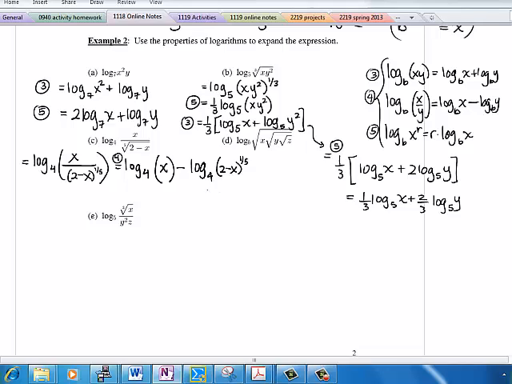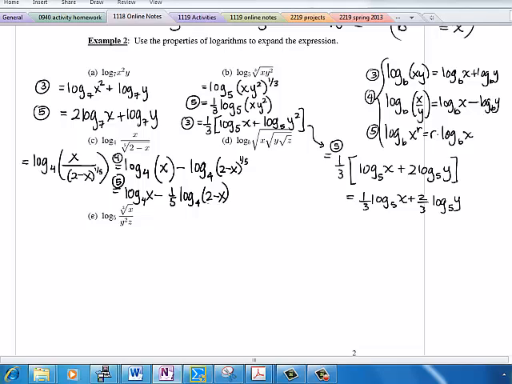And then we can use property 5 to move the exponent off of the second term here. So we have log base 4 of x minus 1/5 times the log base 4 of 2 minus x. So notice on this one, the input for that second term is now 2 minus x.